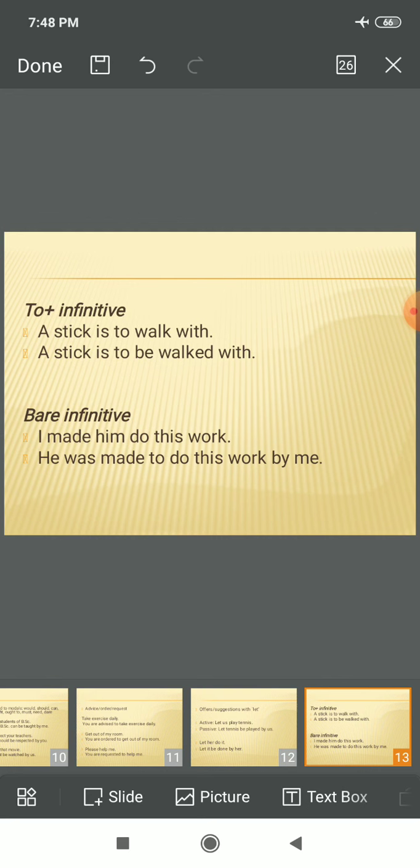Right? I made him do this work. I made him do his work. Right? He was made to do this work by me. I made him do this work means I compelled him. I ordered him. Right? I commanded him to do this work.